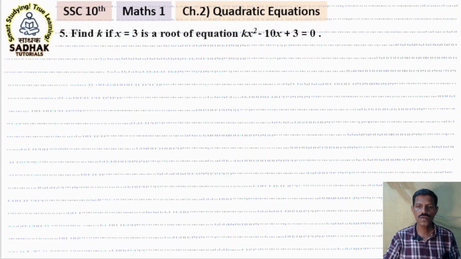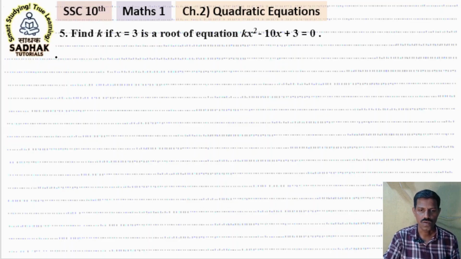Now we are going to sum number 5 of practice set 2.1. In this sum we have to find the value of k if x is equal to 3 is a root of the equation kx square minus 10x plus 3 is equal to 0. So when such a sum is given, we have to put the value of x, whatever is given, in the equation. And then we can find the value of k.